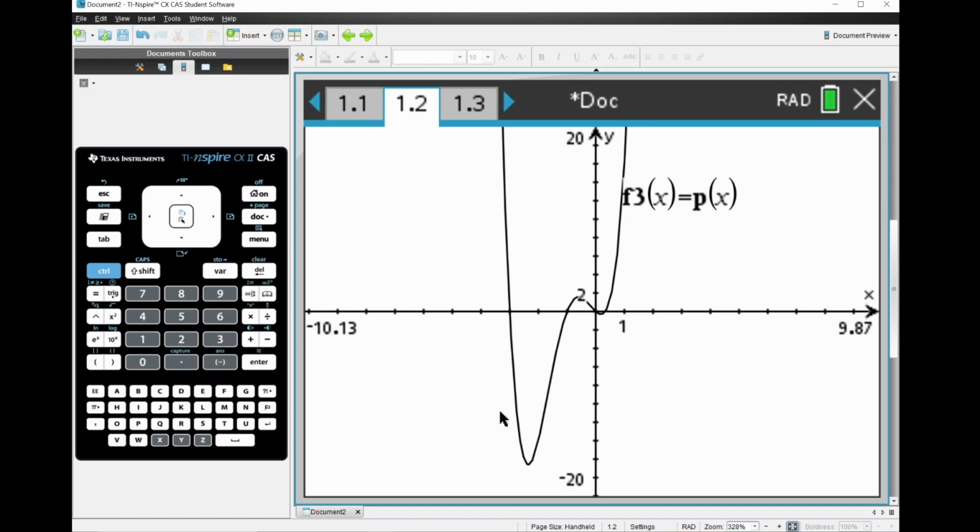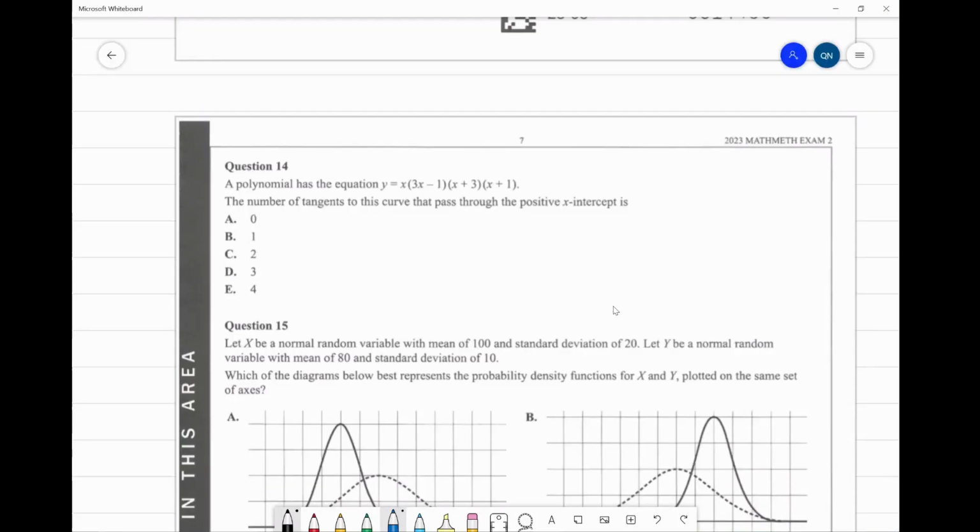And all the other tangents everything to the left over here, I don't think that's going to pass through. So it looks like you're going to get one right around here somewhere. And then moving up, you're actually going to get a second one over here as well, where it points down into that positive x-intercept. And then a third one on the actual x-intercept itself. So I'm going to go for 3.